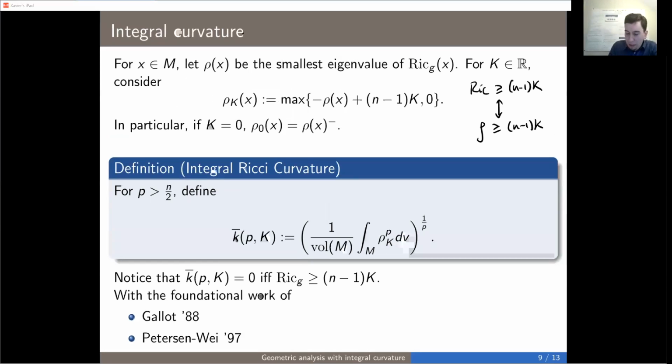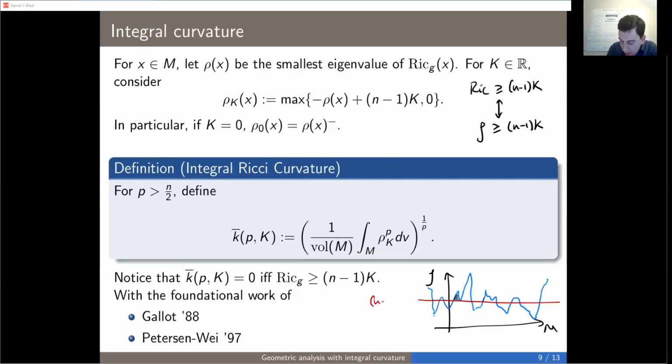Okay, so you have to think of this n-1 k as being some kind of threshold. Okay, so if here you have your manifold, and here you have the Ricci curvature, right? So here's the profile of your Ricci curvature. What we're doing here, let's see, is we're setting a threshold at n-1 k, and we're measuring all this amount of curvature, right? This is what this quantity is measuring. Like how much the curvature is small.